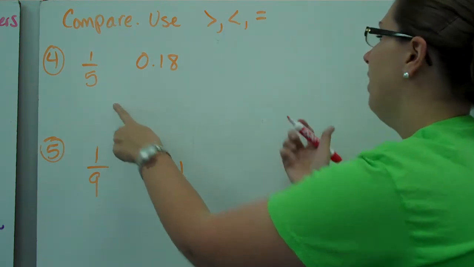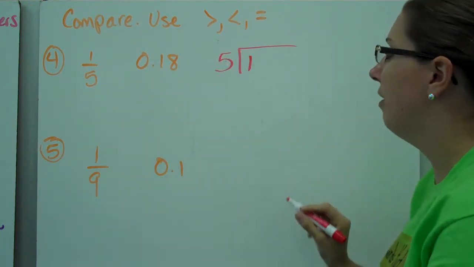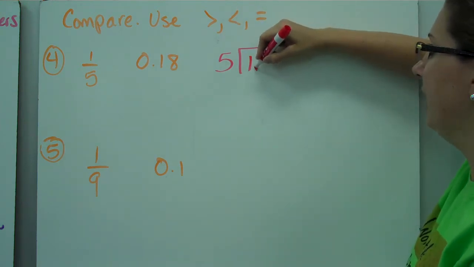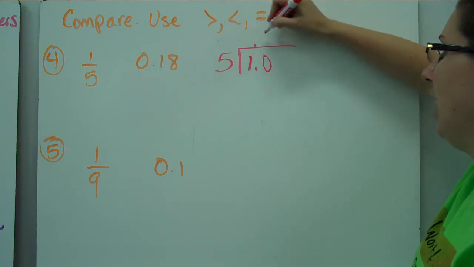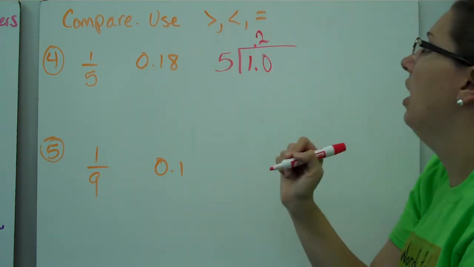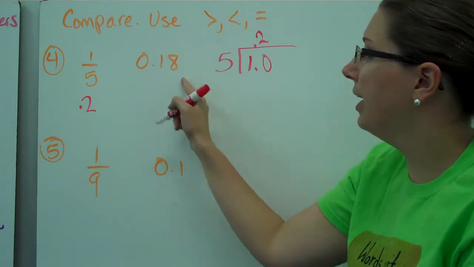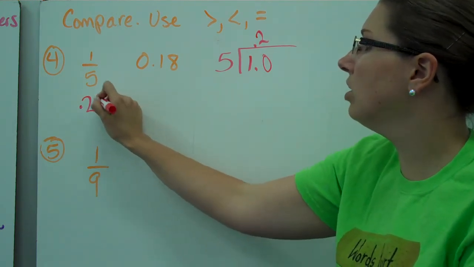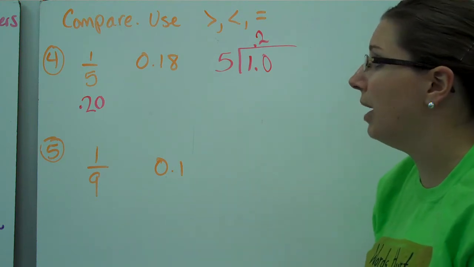Okay, so we've got 1/5, I need to change that into a decimal. 1 divided by 5, I've got to add a decimal, bring it up, add a 0. 5 goes into 10 exactly 2 times. So I've got 2/10 or 18/100. I can also put a 0 after this 2 to put it in perspective.